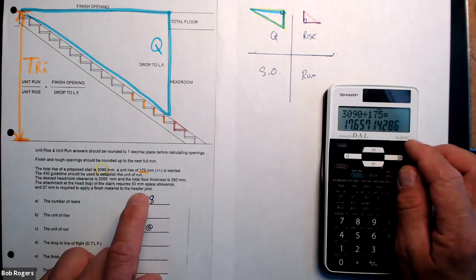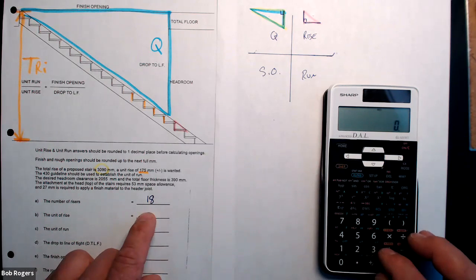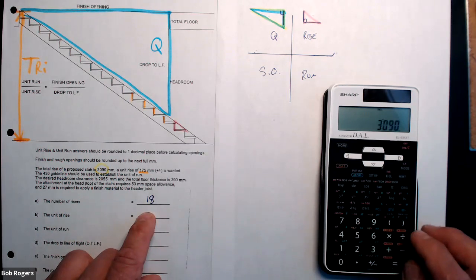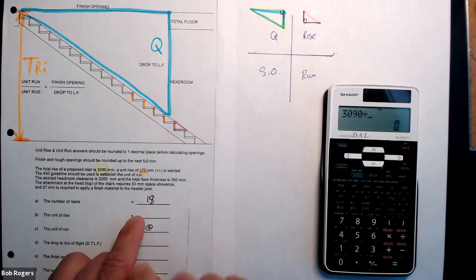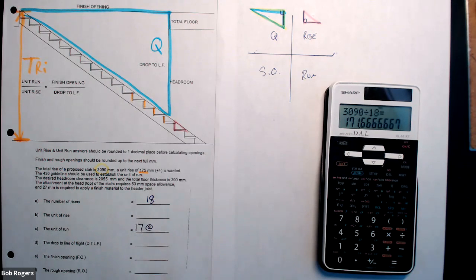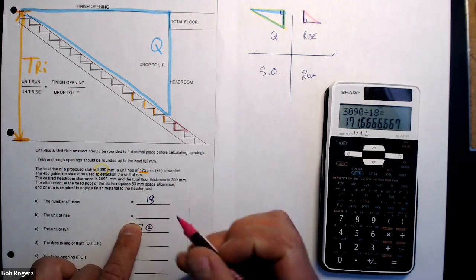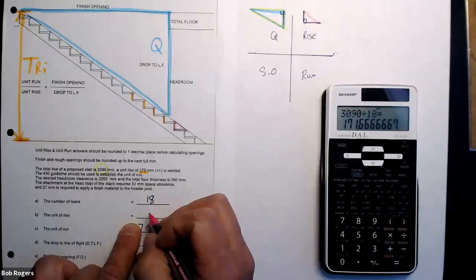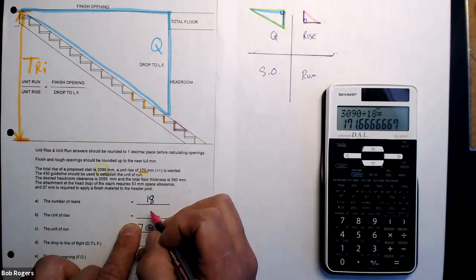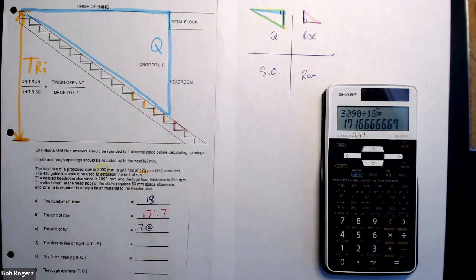So now let's calculate the actual true rise per step by going back to our total rise of 3090. And we'll divide this now by the whole number of risers that we've rounded to, which is 18, which gives us a true rise per step for these stairs of 171 point, we'll go to 0.7, we'll round to the nearest first decimal place, 171.7.